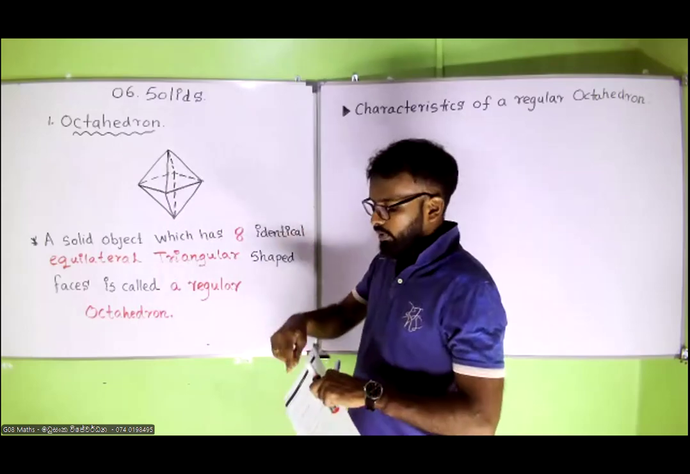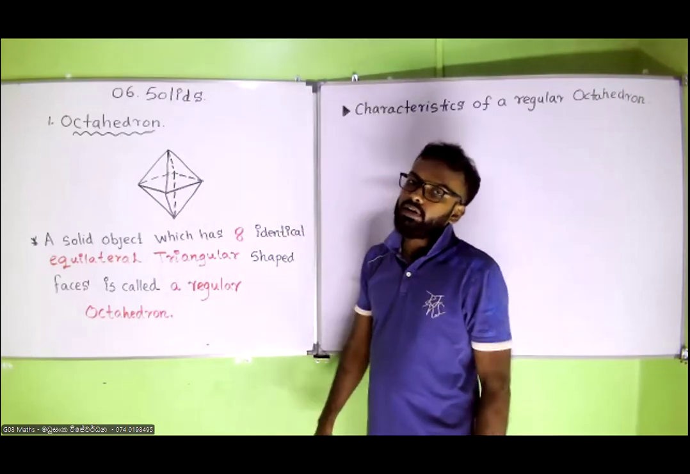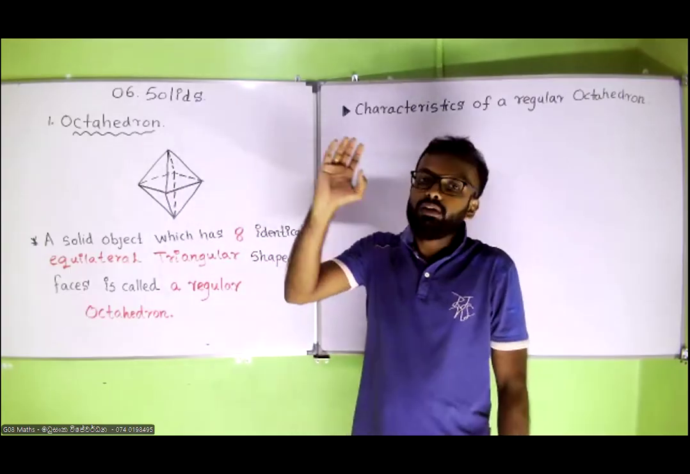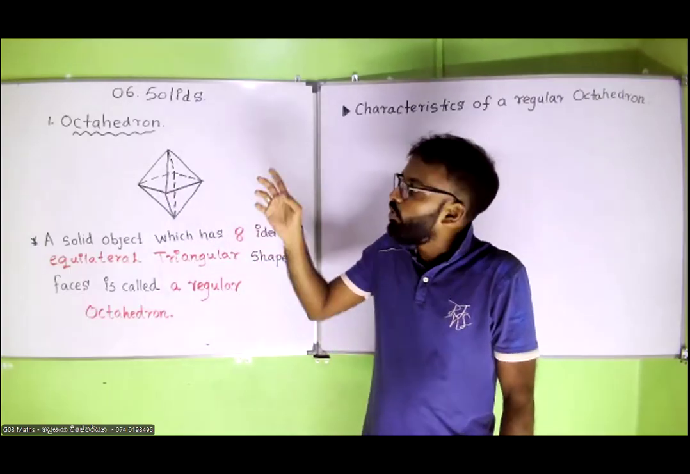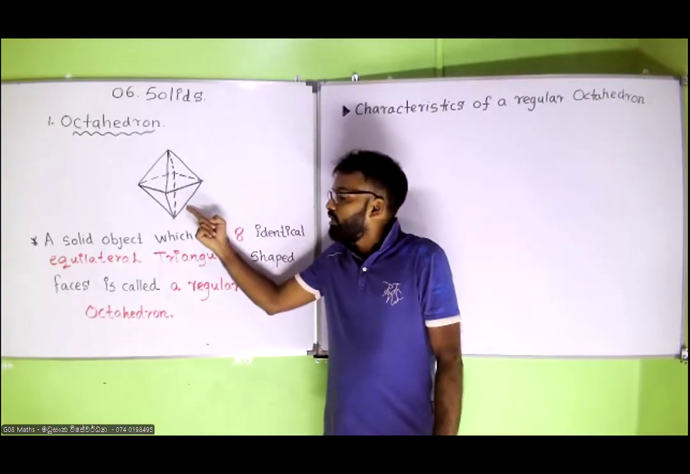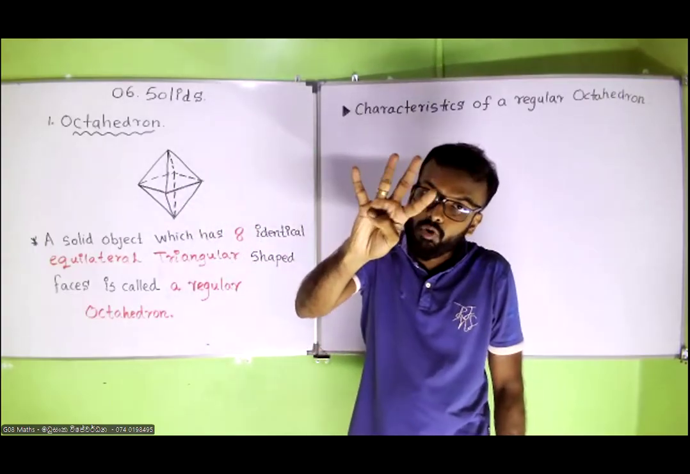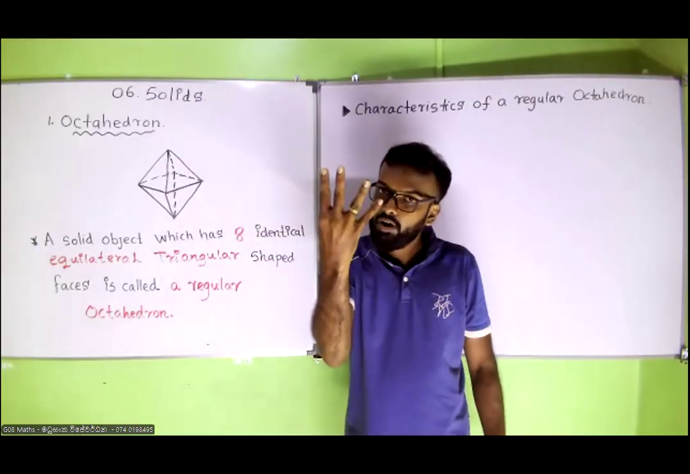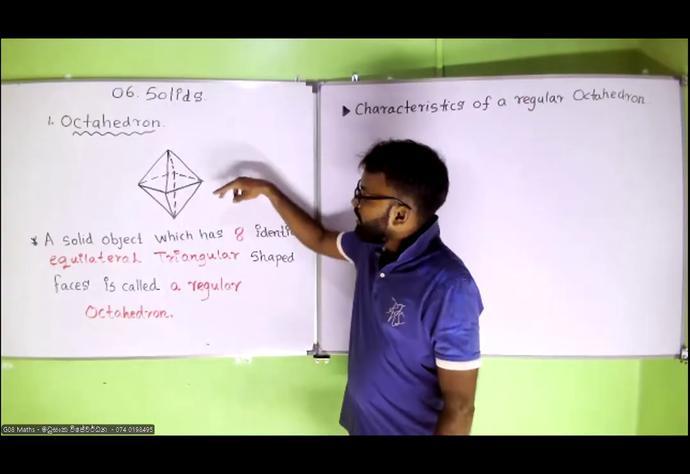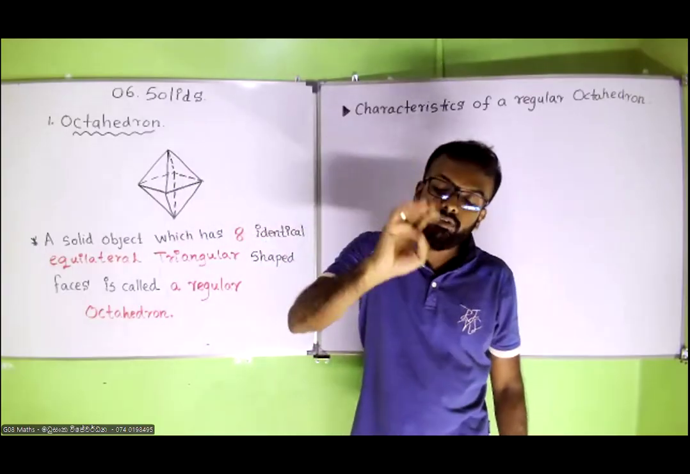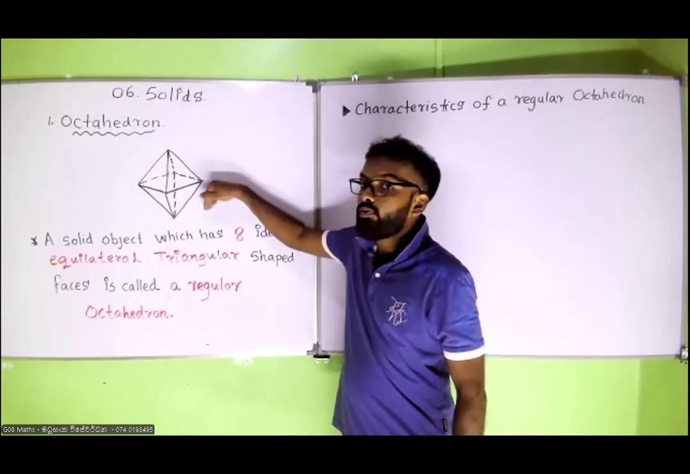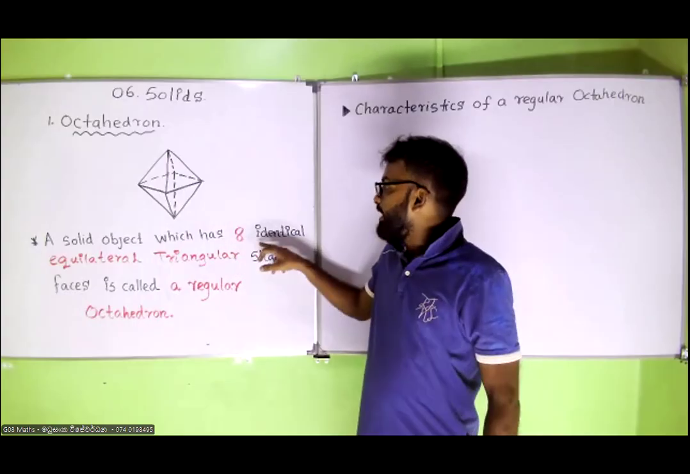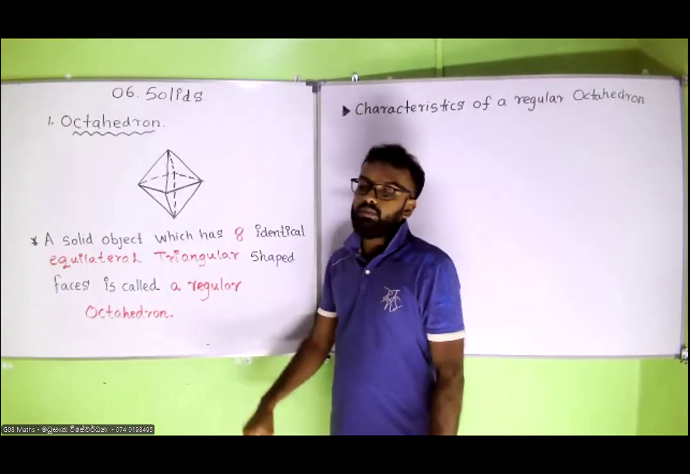So on top we have 4 equilateral triangular shapes, and likewise below, how many equilateral triangular shapes are there for the octahedron? Below, again you have 4 equilateral triangles. So on top we have 4 equilateral triangular shapes, and below we have again 4. So 4 plus 4, there are 8 faces. There are 8 identical equilateral triangular shapes.